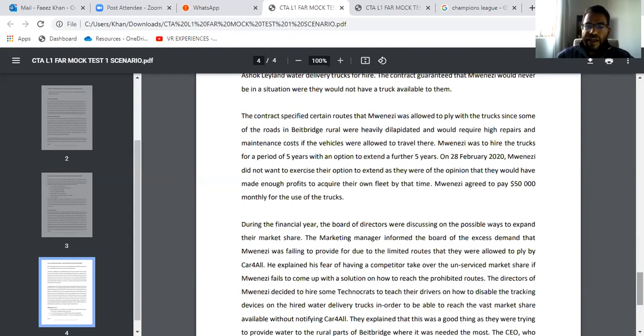On 28 February 2020, Wenezi did not want to exercise the option to extend, as they were of the opinion that they would have made enough profits to acquire their own fleet by that time. So what's important when you have an option to extend is that you need to ask yourself at the inception of a contract, do you intend to extend? Here they say no, they don't intend. So therefore the lease period will only be 5 years. If they did intend, then although the actual lease period is 5 years, you must include the extension period as well. That means it would be a 10-year period. So just take note of that.